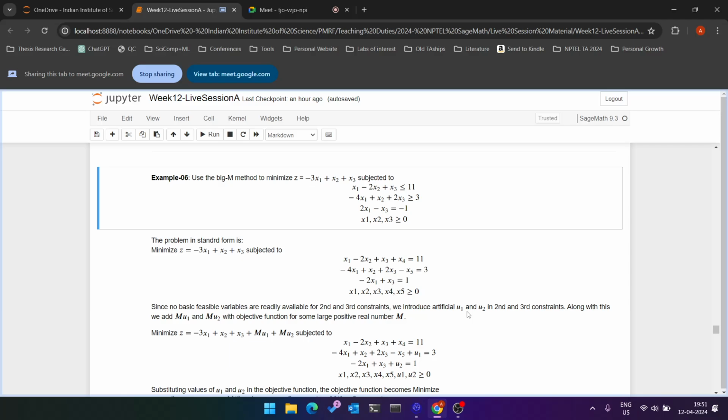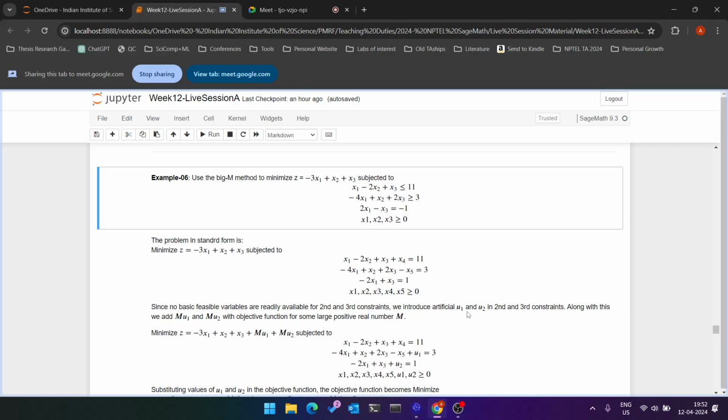This artificial variable helps us to obtain an initial basic solution, but it may cause violation of certain constraints. So we need to get rid of those before they appear in the optimal simplex table. To achieve this, for each artificial variable that we choose, a large penalty M into u_i is added to the objective function.